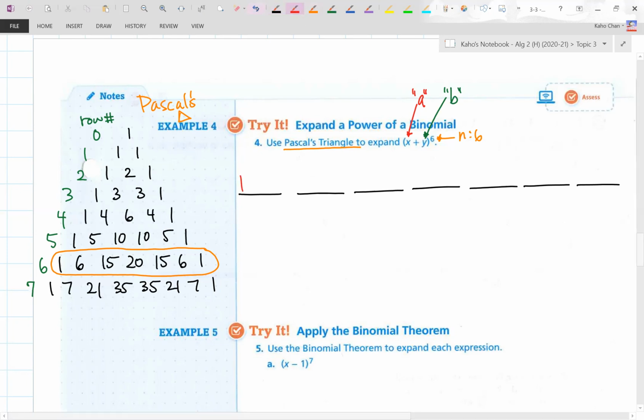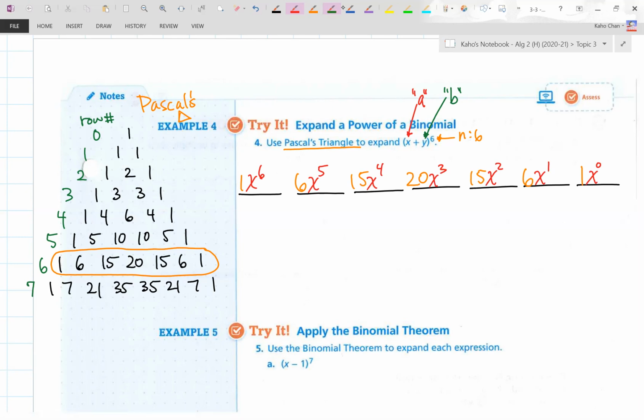1, 6, 15, 20, 15, 6, and 1. Now, take your A's and B's and put them into the blanks using this pattern. A's go down from the highest power. So A in this case is x to the 6, and it goes down in each blank by 1 power. This is really cool that he noticed this many, many hundreds of years ago. Bam.